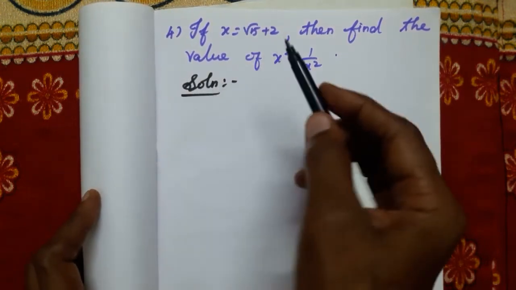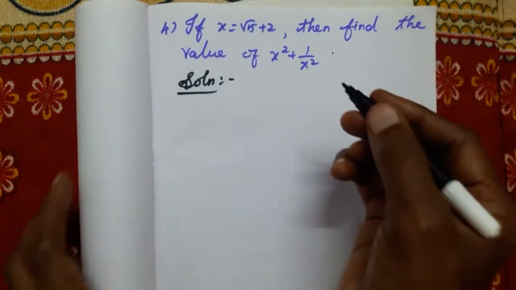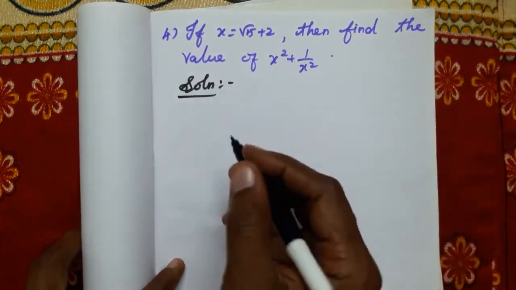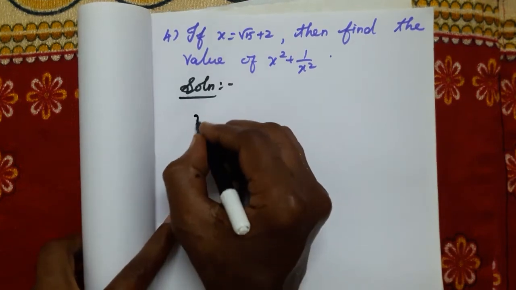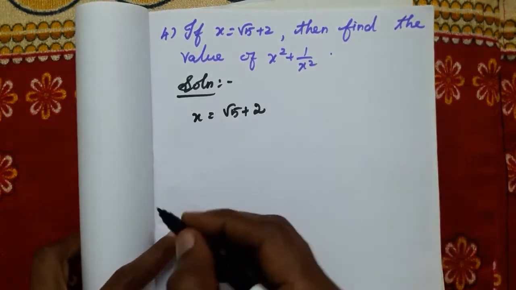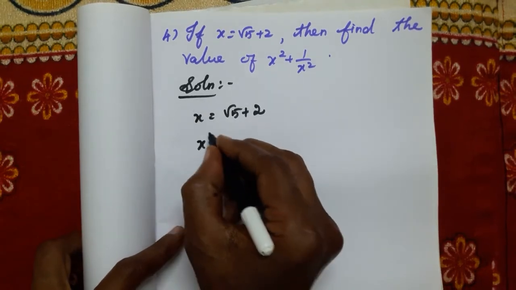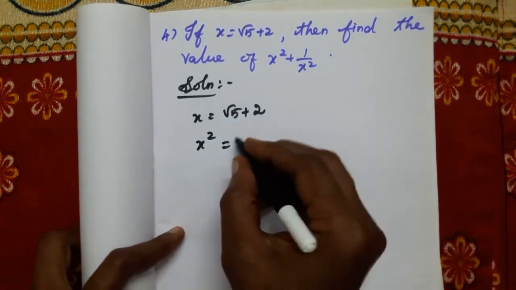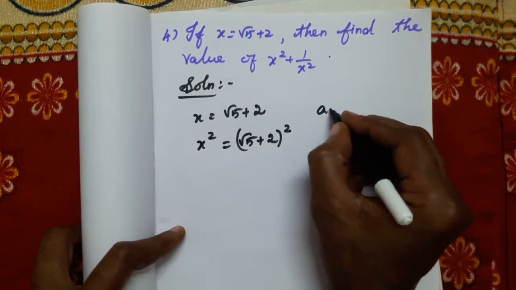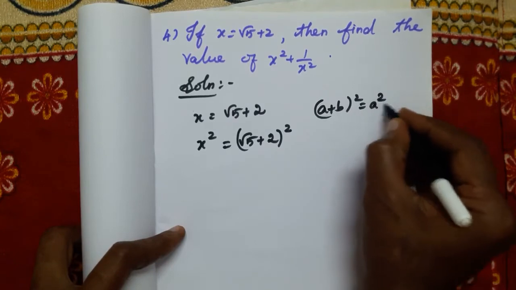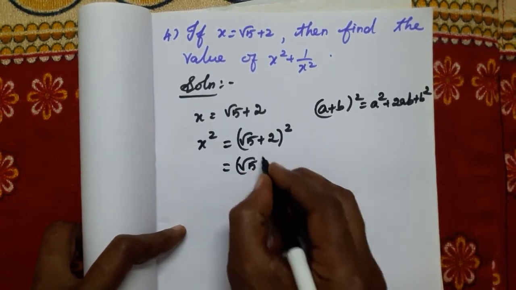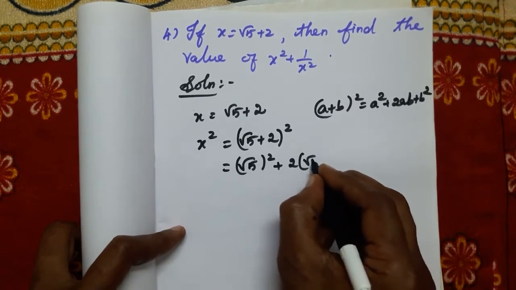Next, fourth question. If x is equal to root 5 plus 2, then find the value of x square plus 1 by x square. What is given? x is equal to root 5 plus 2. We have to find x square plus 1 by x square. First, we have to find x square, which is root 5 plus 2 the whole square. What is the expansion of (a plus b) the whole square? It is a square plus 2ab plus b square. Using that, we get root 5 the whole square plus 2 into root 5 into 2.